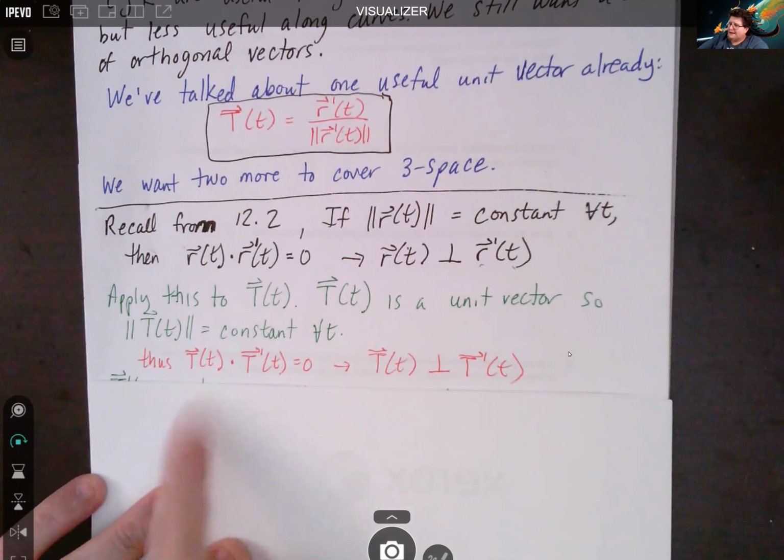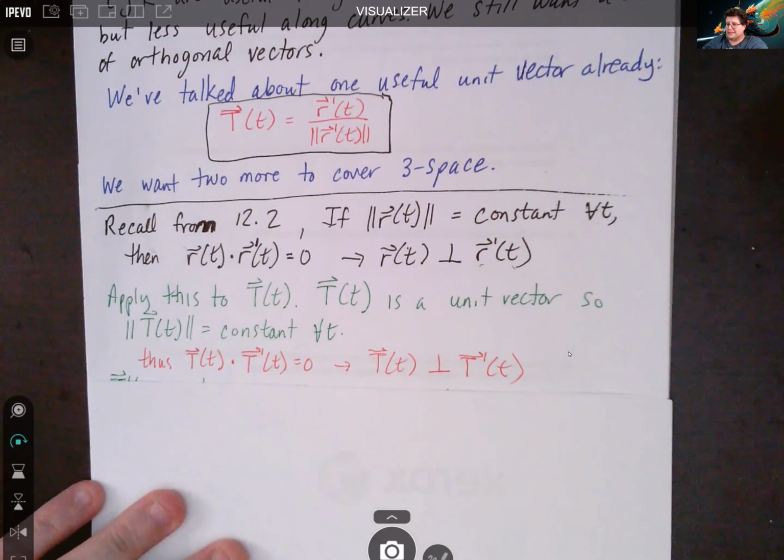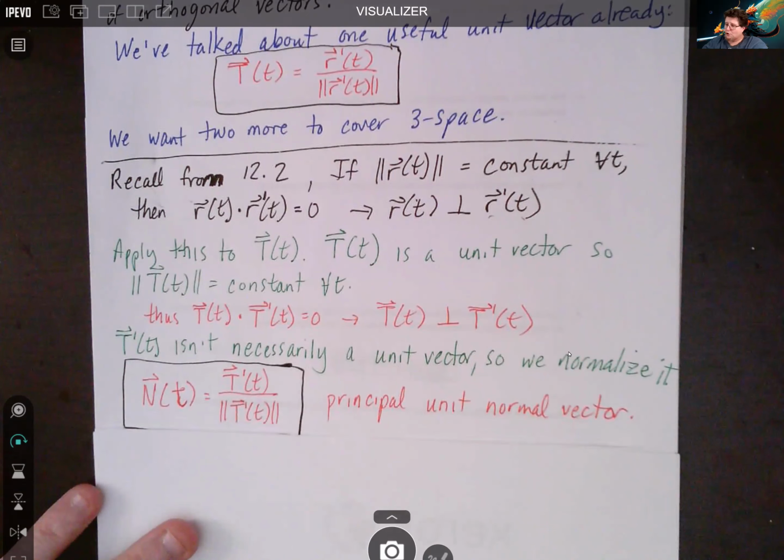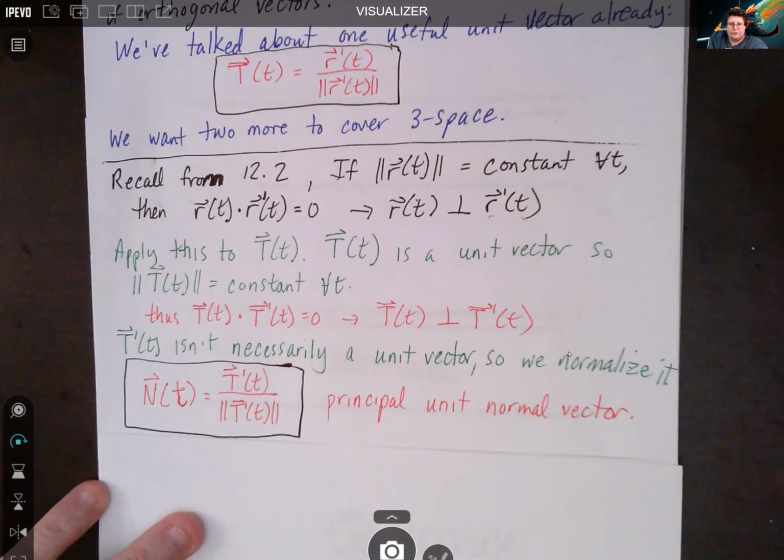So we have T of t. Let's find T prime of t, and when we do, we normalize it because we want a unit normal. Normalize means divide by its magnitude, make it a unit vector. We make it into a unit vector, and this vector is called N. So T is for the tangent vector, N is for the normal vector. It's the principal unit normal vector.